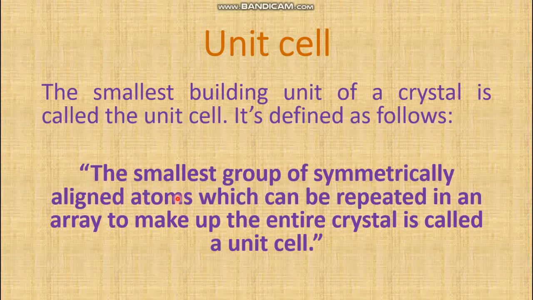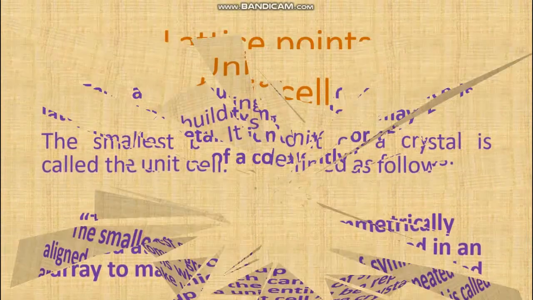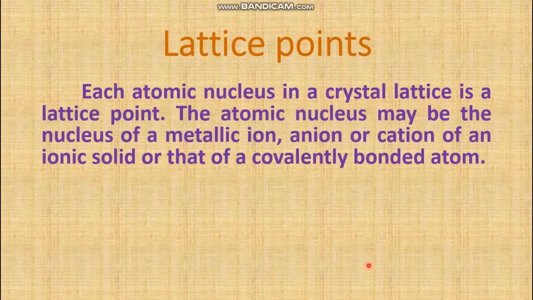That means the arrangement should be symmetrical. There shouldn't be any kind of difference, so every part should have repeatedly the same arrangement, which can be repeated in an array, that means in an arrangement, to make up the entire crystal. So throughout the crystal the same geometrical shape would be repeated. That is known as the unit cell. This unit cell is actually the smallest building unit of a crystal.